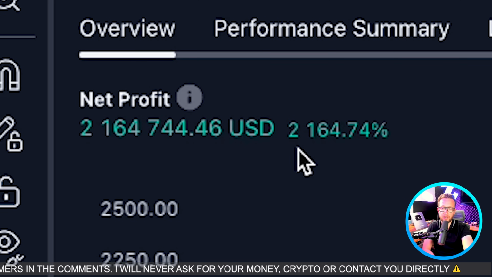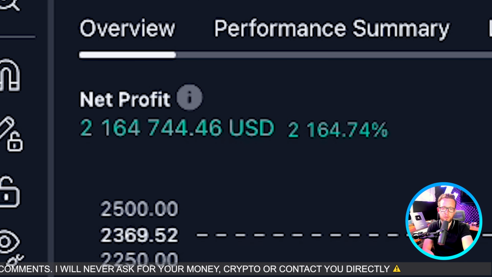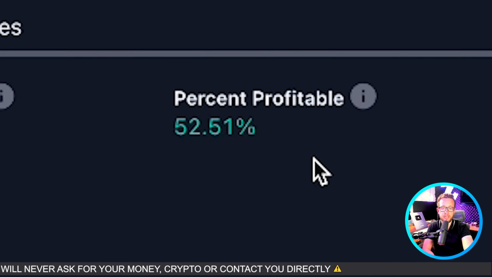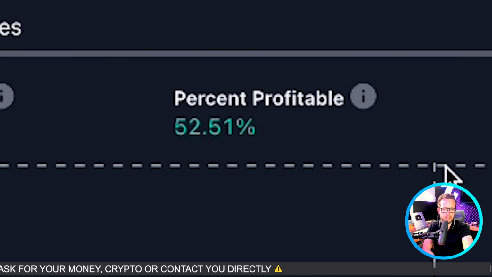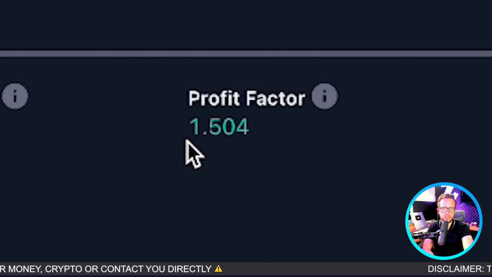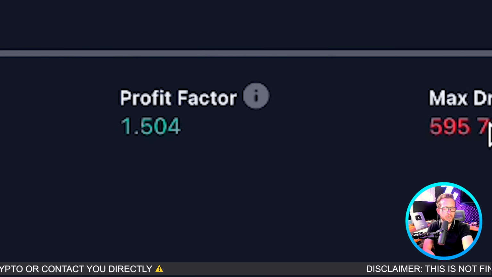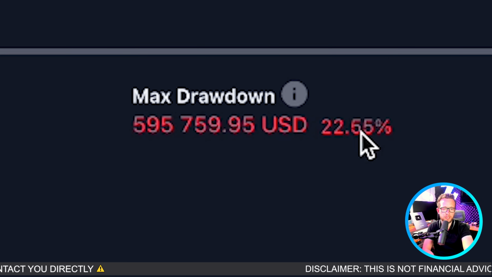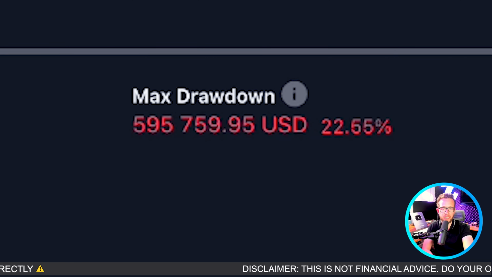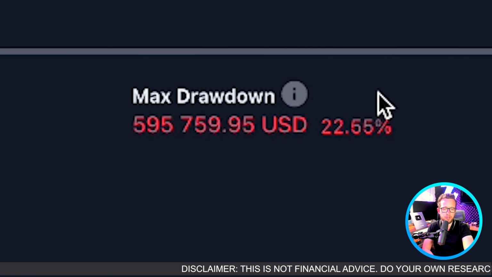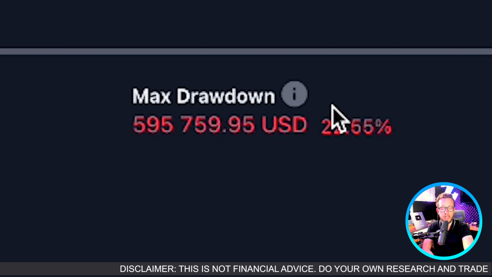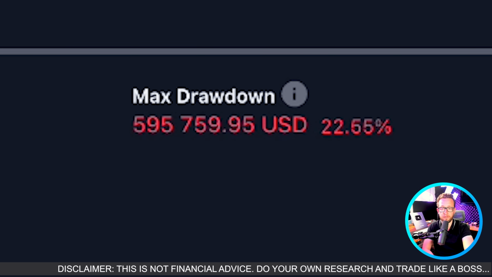Okay, we have a net profit of 2,164%. Our win rate is 52.15%, which is brilliant. We have a profit factor of 1.5, excellent, and a max drawdown of 22%. Now, I am using 15x leverage on this, so that is pretty high, but you can reduce, obviously, the max drawdown by reducing the leverage.